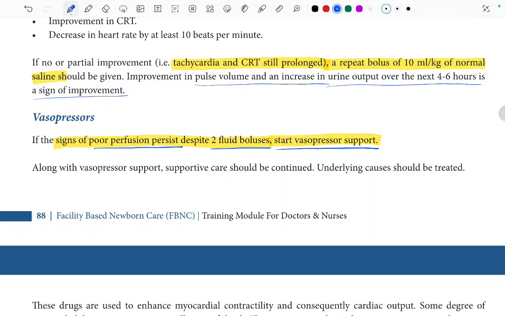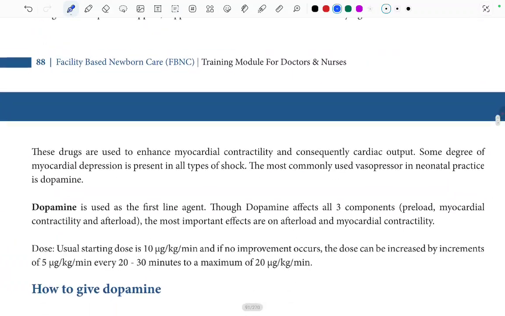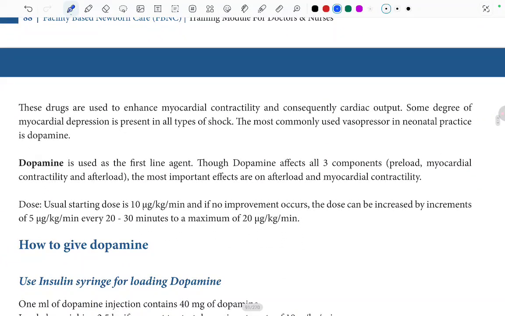Along with the vasopressor support, care should be continued and the underlying cause should be treated. The drugs are used to enhance the myocardial contractility and consequently the cardiac output. Some degree of myocardial depression is present in all types of shock. The most commonly used vasopressor in neonatal practice is dopamine.